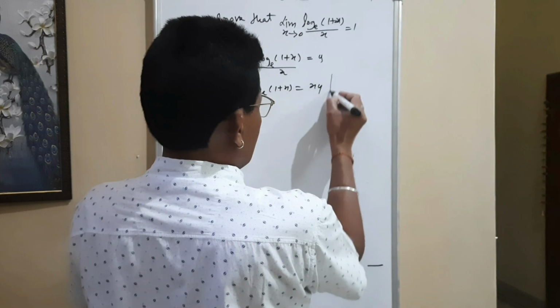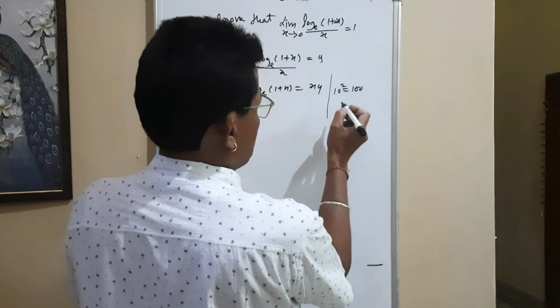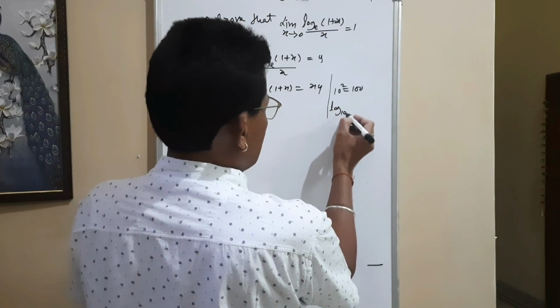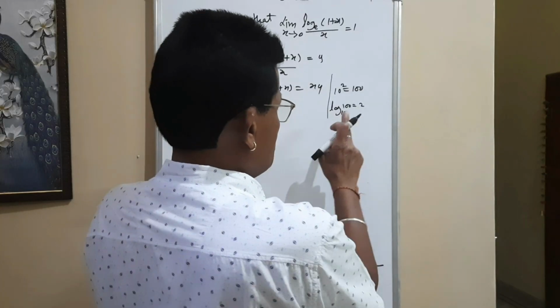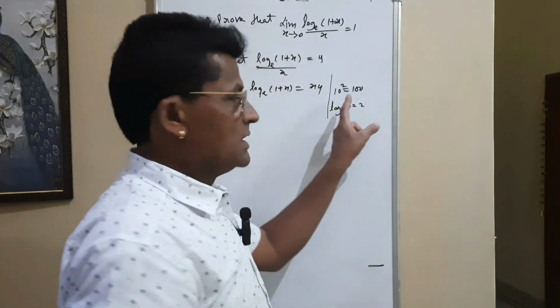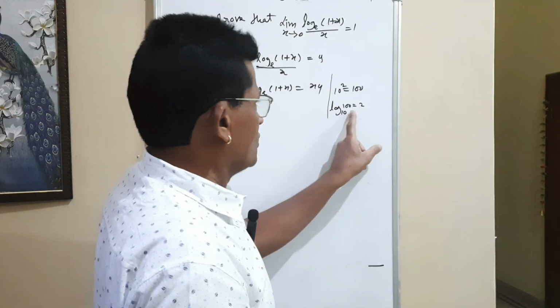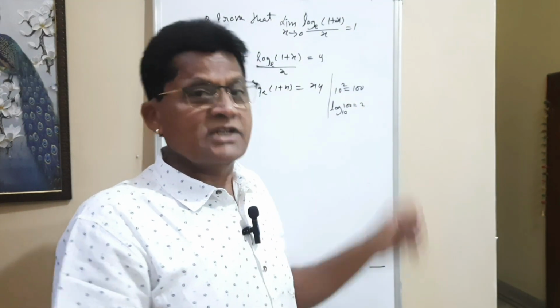You will have to see that 10 to the power 2 will be equal to 100. This is the exponential form. Let us change it into log form: log base 10 of 100 is equal to 2. The most important thing is that I have changed the exponential form into the log form. Similarly, this log form you can take in the exponential form.